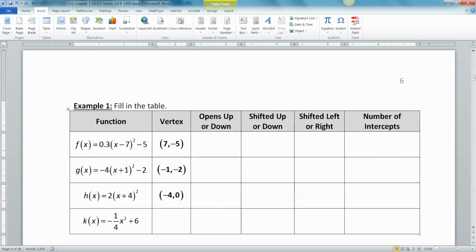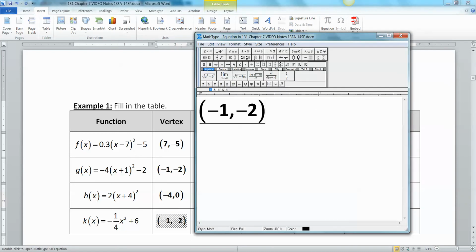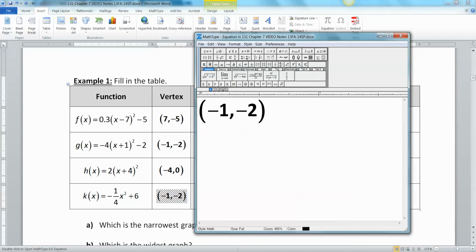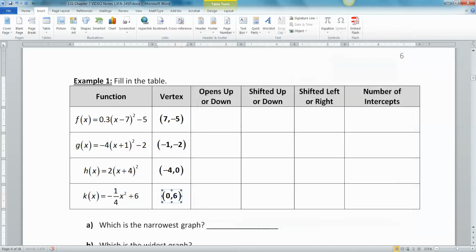All right, now what about this one? We don't have a number inside the parentheses on this last one. So that means that H is actually 0, right? There isn't an H. There's no number in parentheses like there is for these other three. And K is 6 because you're adding on a 6 at the end. So there's how to find the vertices of those four graphs.